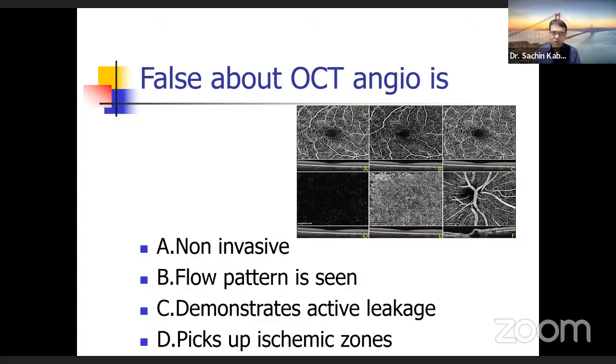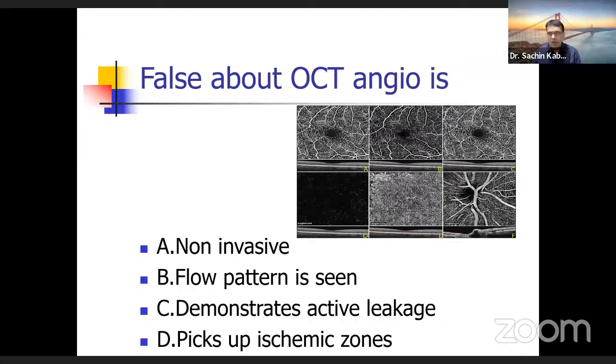Everything is good about OCT angio except this one feature. The clue is that it is a limitation of OCT angio. The time is up. All of us know it is non-invasive. The flow pattern can be seen. It does pick up the ischemic zones, but one of the things about OCT angio, it cannot pick up active leakage. So it has a limitation in picking up leakage in a CSR condition. So the answer is it does not demonstrate active leakage.